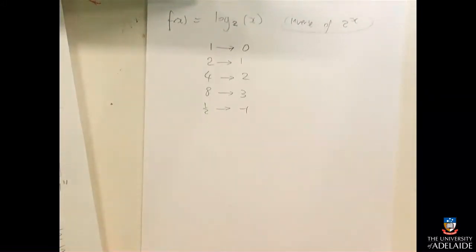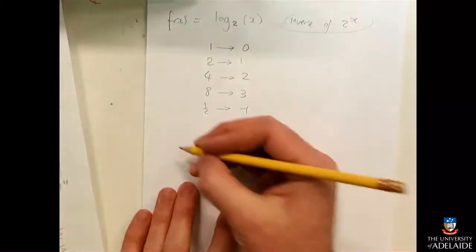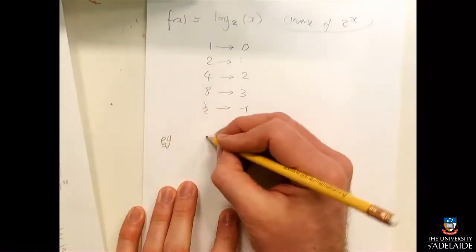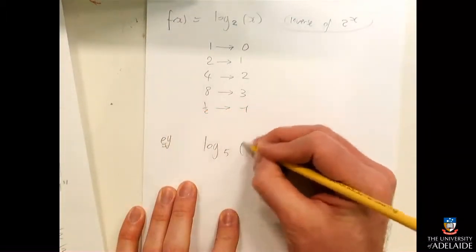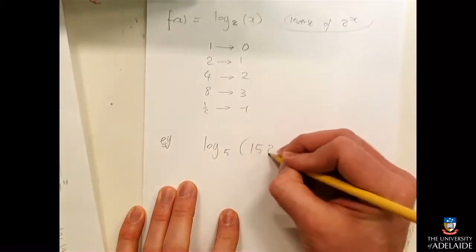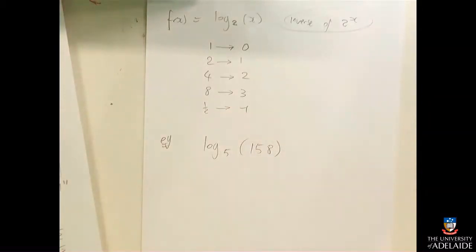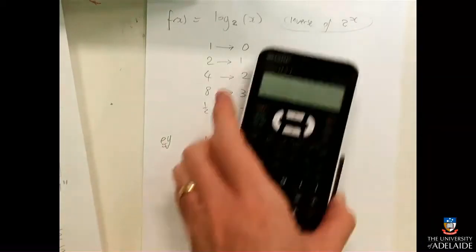Okay, cool. So we have these functions, and we can draw graphs, and we can try and figure out what the answer is. As an example, I could say, what is log 5 of 158? I could try and guess what that is. My calculator isn't going to tell me this, because my calculator doesn't have a log 5 button.